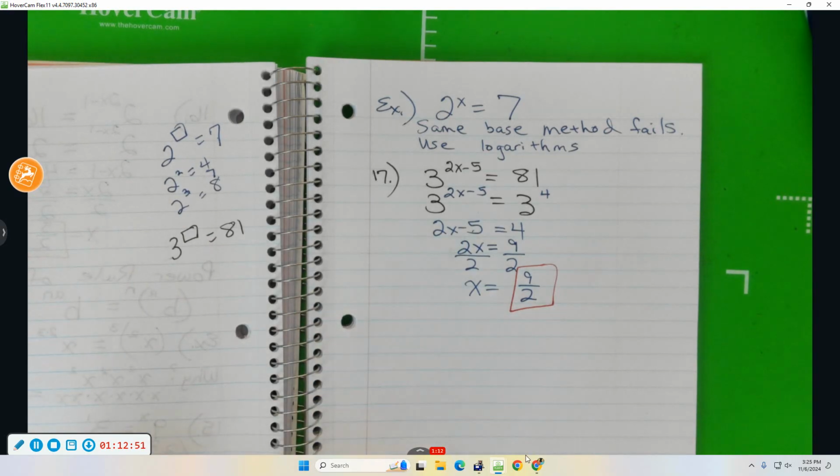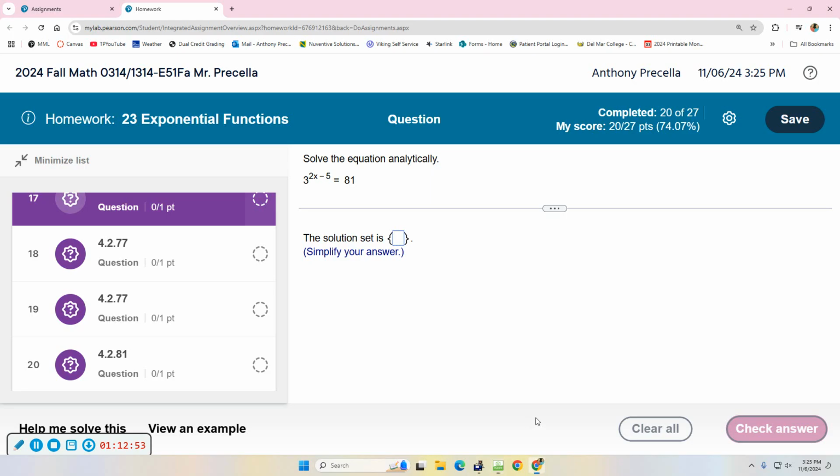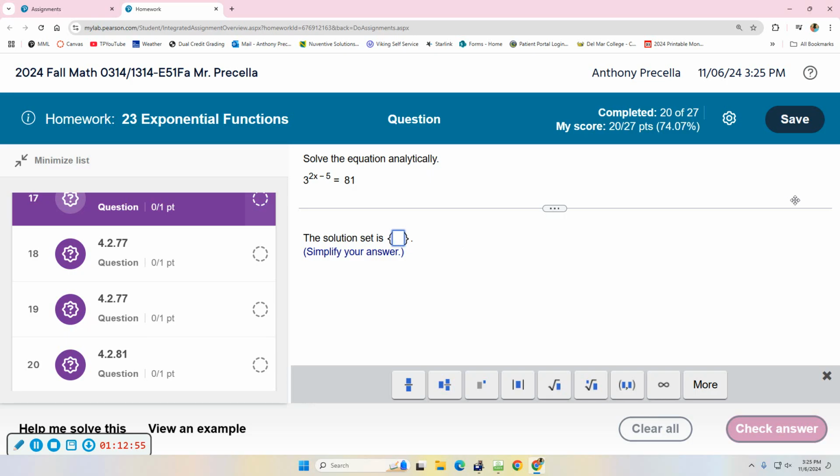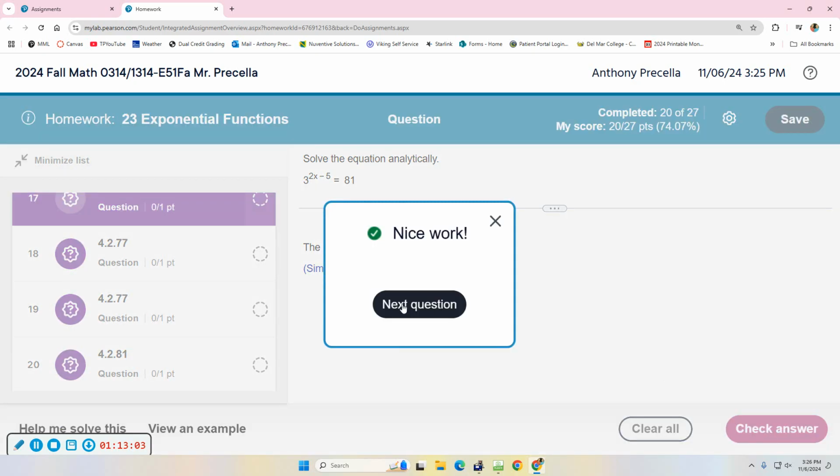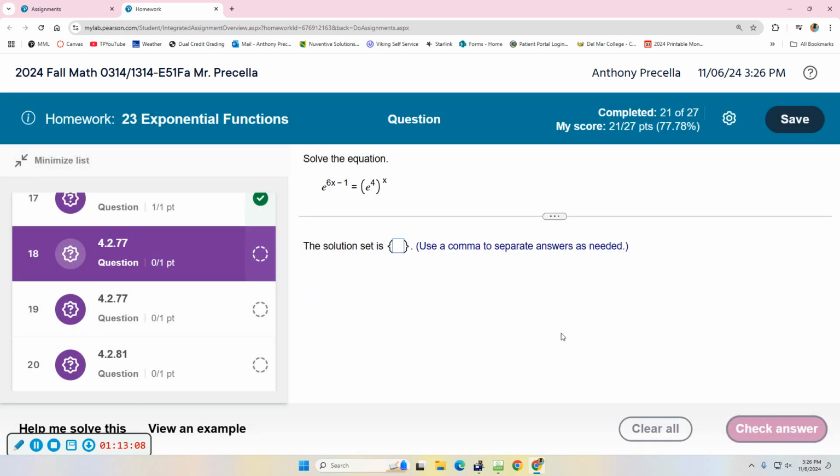Any questions there? Common base. This is the common base method, and the problems have to be set up in a way so that you can get a common base. Now, number 20.